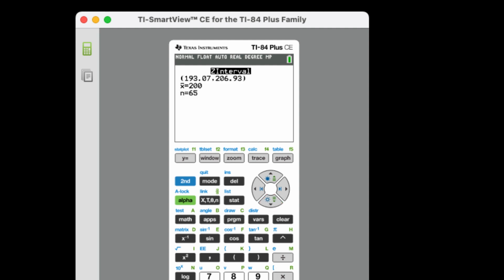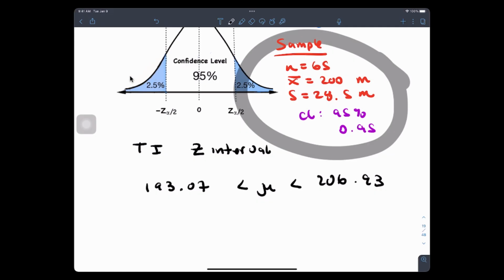Hit calculate. And there you go, ladies and gentlemen. What is the answer? 193.07 less than mu, which is less than 206.93. And if you want to think about that, ooh, that's a lot of money, ladies and gentlemen.